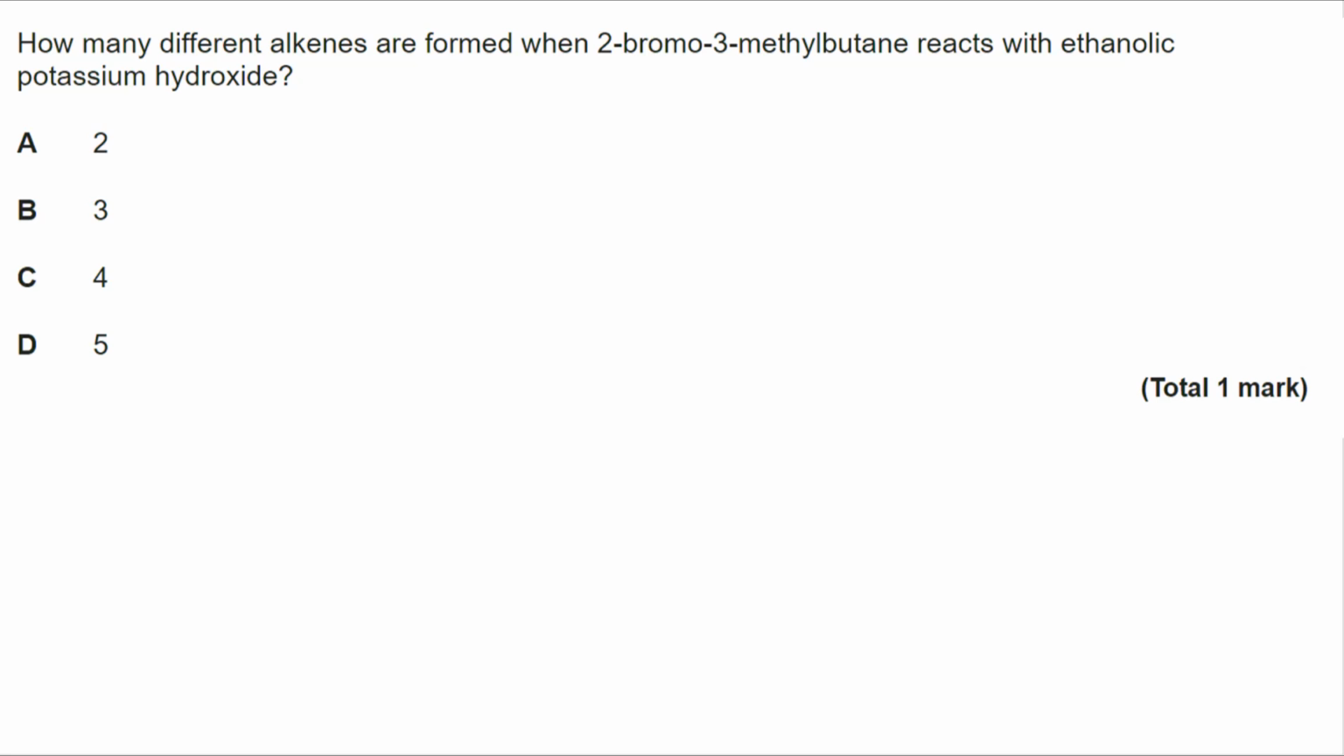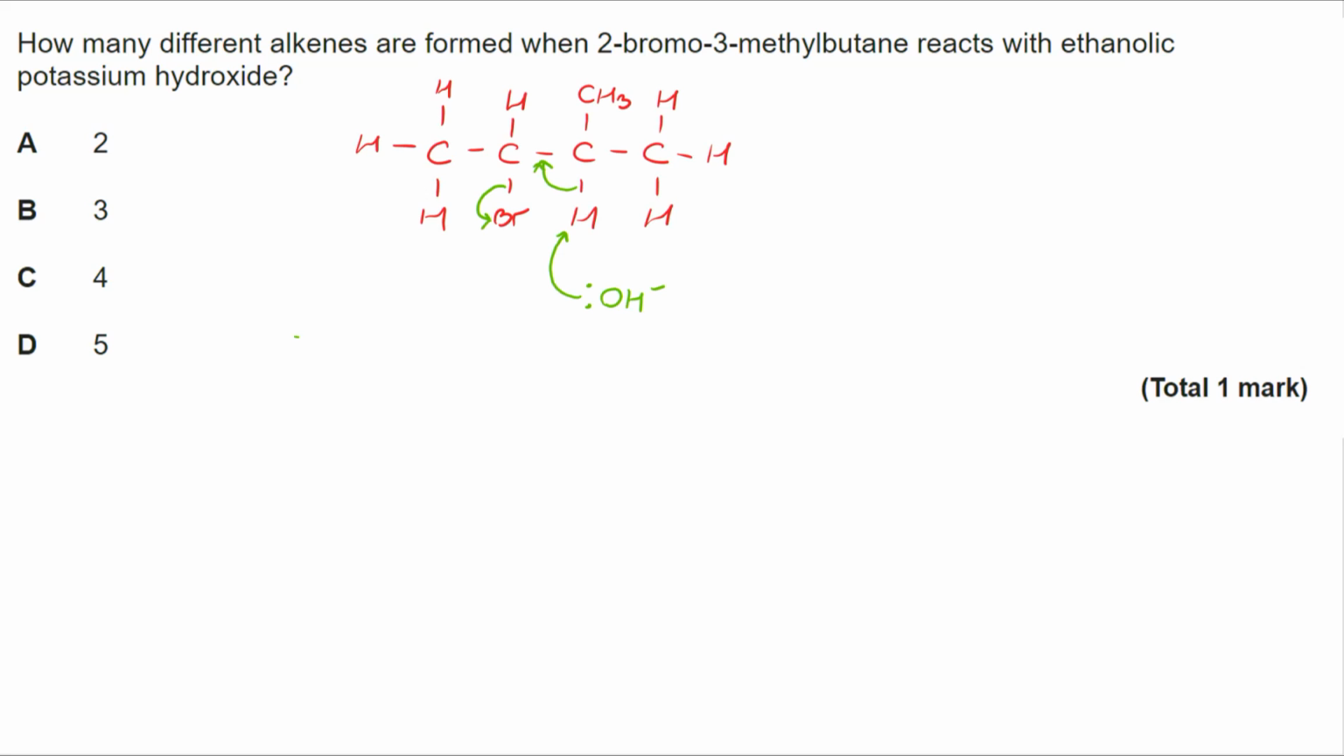So we're looking at how many different alkenes are formed when 2-bromo-3-methylbutane reacts with ethanolic potassium hydroxide. Don't be afraid to sketch these out if you need to. It can be very difficult to visualize it in your mind. So if I draw that mechanism out here, you can see the OH minus acting as a base. It attacks the H, it takes the H away. The CH bond is lost, so those electrons move in to form a double CC bond. That then leads to the other carbon losing the bromine, because otherwise it would have 5 bonds around it.